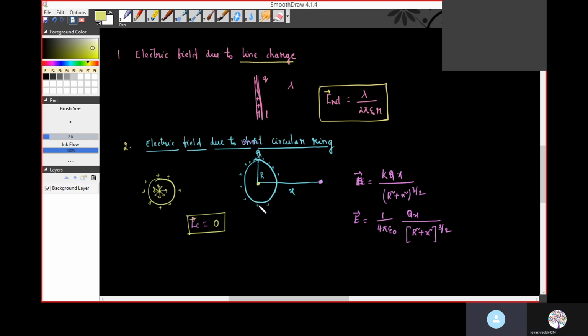So these formulas we need to remember. You write them in separate notes, and all the formulas you have to write and learn.